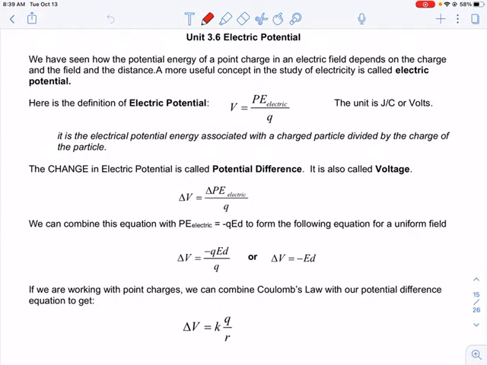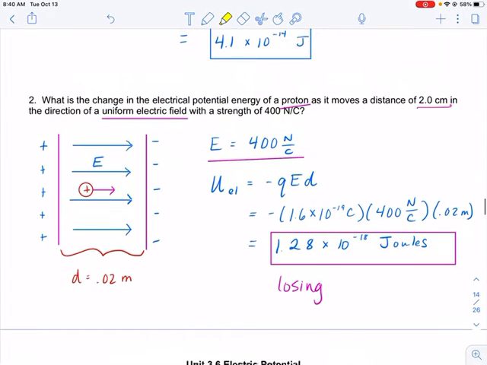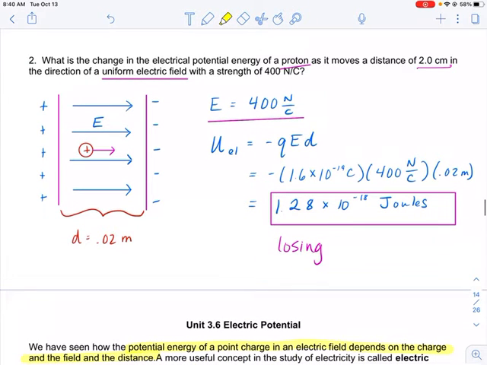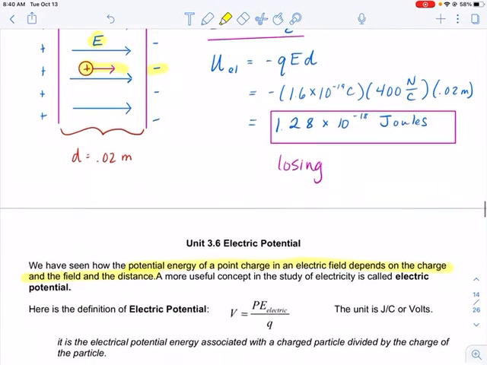Here are the notes for Unit 3.6, Electric Potential. We've seen how the potential energy of a point charge in an electric field depends on the charge, the field, and the distance. Just to review the last example from the last section, we had a charge in an electric field, and we can change the potential energy of that charge by moving it in the field. If the positive charge moves toward the negative plate, it's going to lose potential energy, just like a ball dropping from the ceiling to the floor loses potential energy.